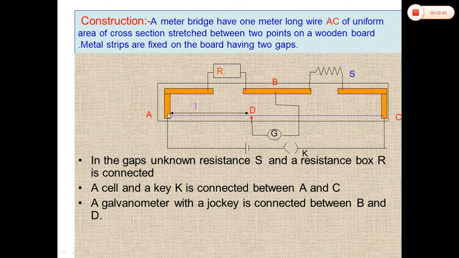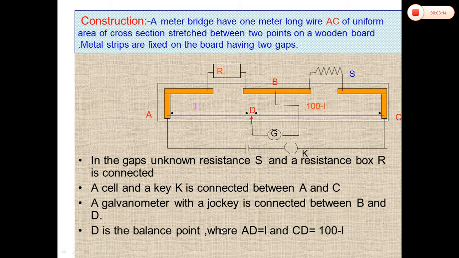Now, we slide the jockey along this wire to a point D where the deflection in the galvanometer becomes 0, meaning the current through the galvanometer becomes 0. In that condition, the bridge becomes balanced. Here, this point D is called the balance point and the length AD is called the balancing length. The length DC becomes equal to 100 minus L.